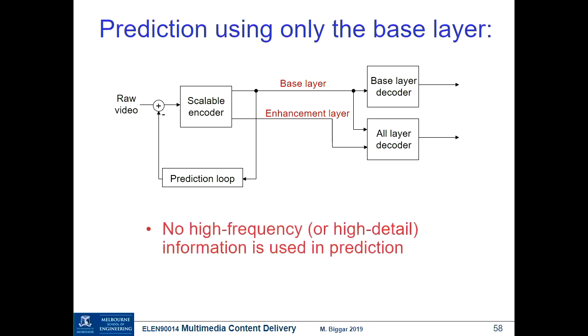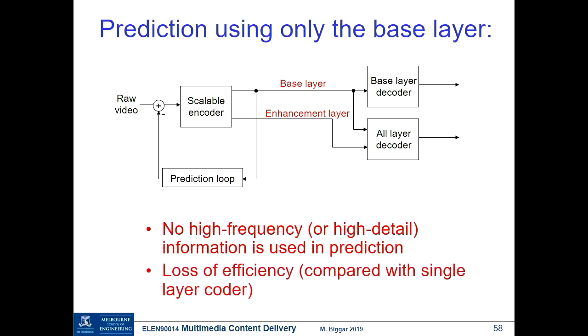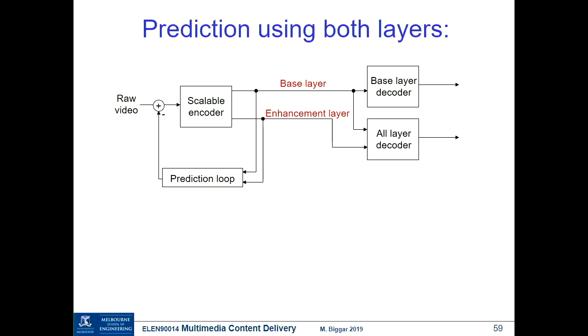So this architecture has no high frequency or high detail information used in the prediction, so we have a loss of efficiency compared with a single layer coder. Now the alternative might be we can say, okay, we want to improve our prediction, so we take as much information as we can about the encoded picture, high resolution and low resolution, included in the prediction loop, and we're making the same high quality prediction as we would if we were just doing a single layer encode.